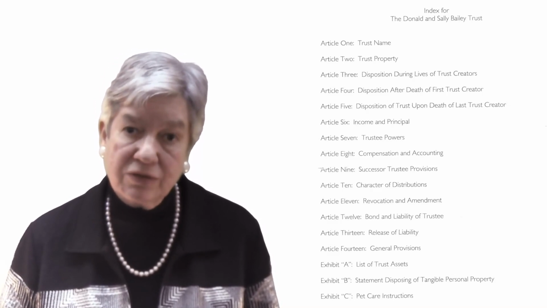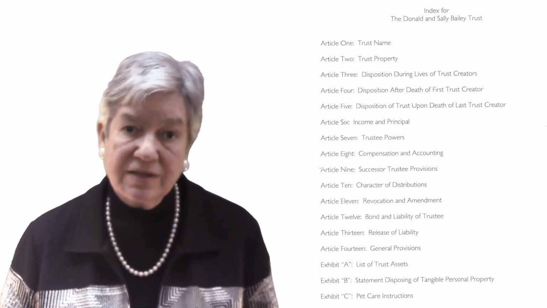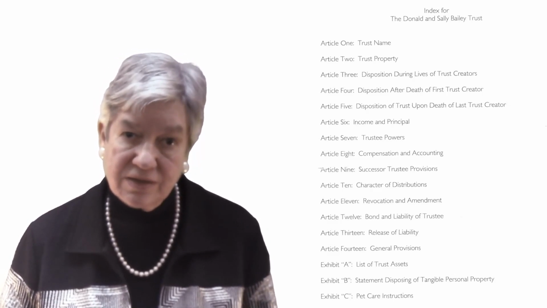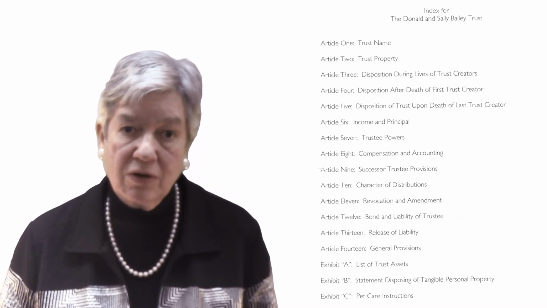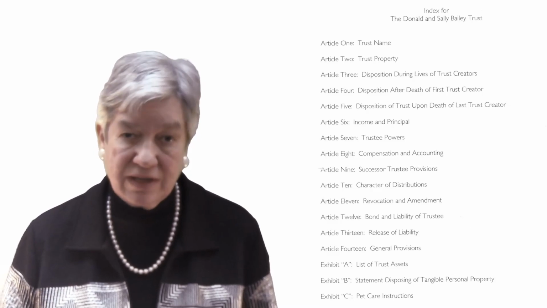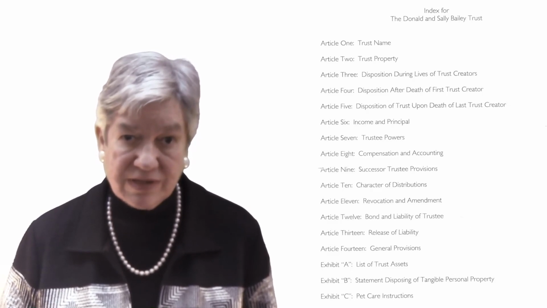Article 2 is about the trust property. That's the title and the type of assets that you put in the name of the trust. If you're a married person, we also have a designation of how the assets are titled if you want to keep track of separate property and community property.